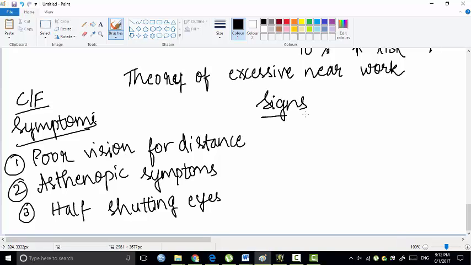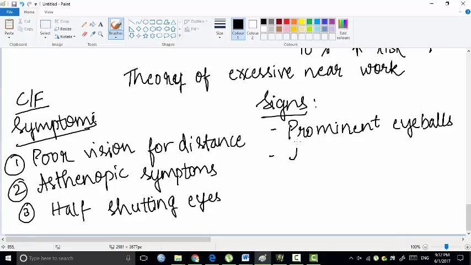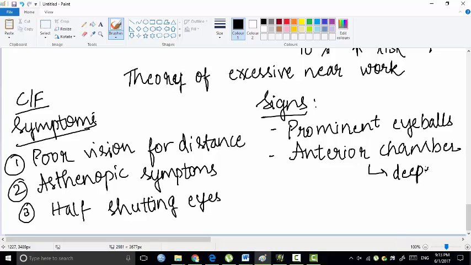The signs include prominent eyeballs because of increased anteroposterior diameter. Here the anterior chamber is deeper, again because of the increased diameter, the pupils are large, and the fundus is normal.